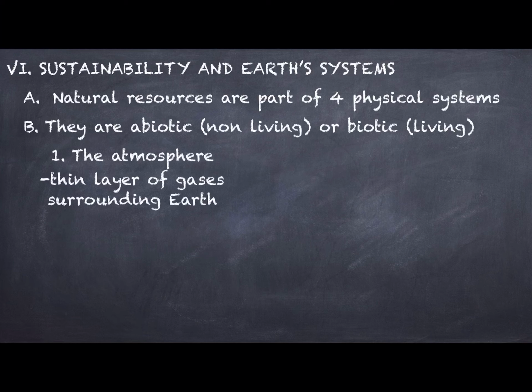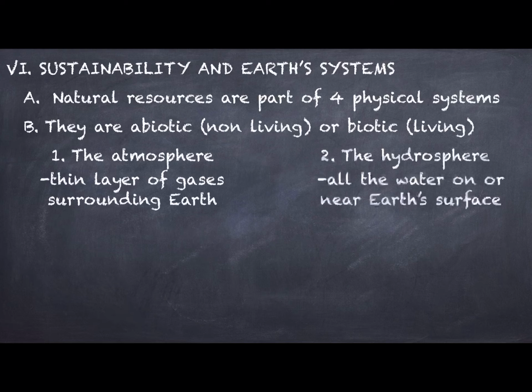The atmosphere is thin layers of gases that surround Earth. As we're going to talk about, it affects climate and so on, and it is considered to be abiotic. There are no living things or organisms that live there. The second one is the hydrosphere, the physical system where all water is on or near the Earth's surface. So that's precipitation and different things like that.